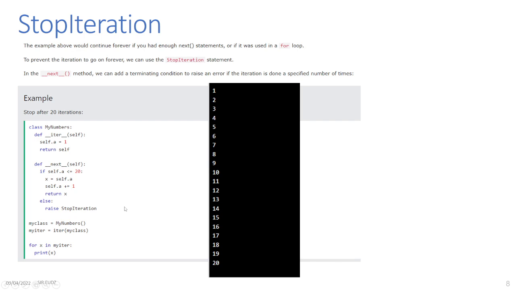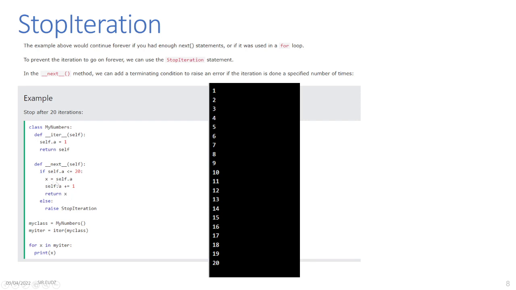StopIteration. The example above would continue forever if you have enough next statements, or if it was used in a for loop. To prevent the iteration from going on forever, we can use the StopIteration statement. In the __next__ method, we can add a terminating condition to raise an error if the iteration is done a specified number of times. In our __iter__, we initialize a to 1. Then in __next__, if self.a is less than or equal to 20, we assign it to x, add 1 to self.a, and then return the variable x.